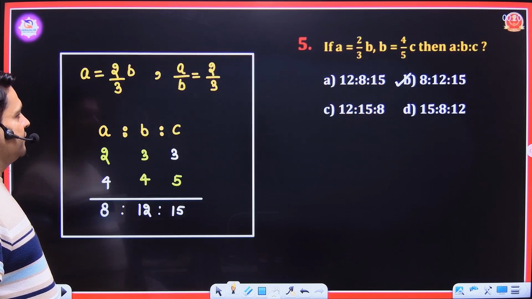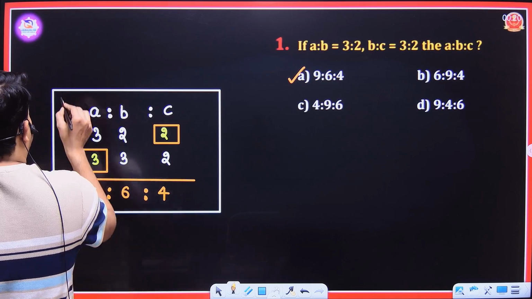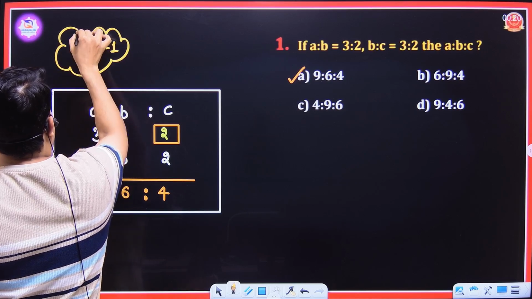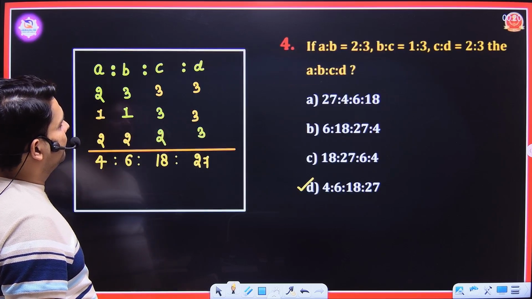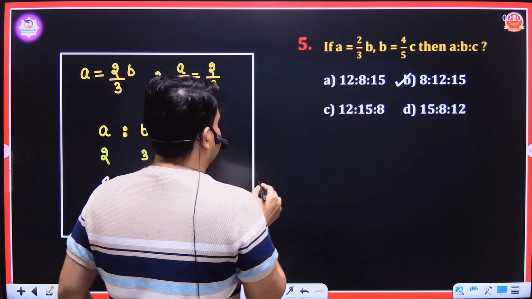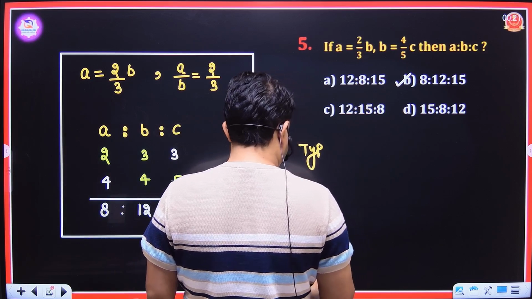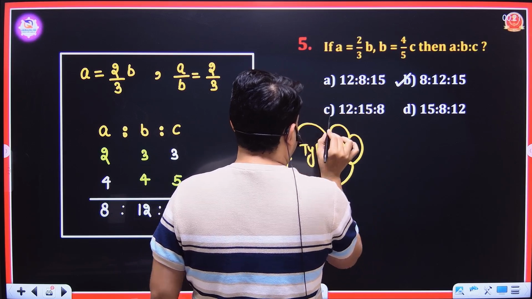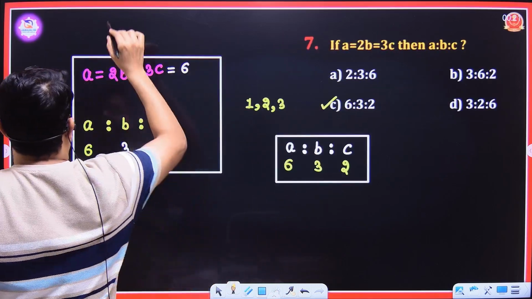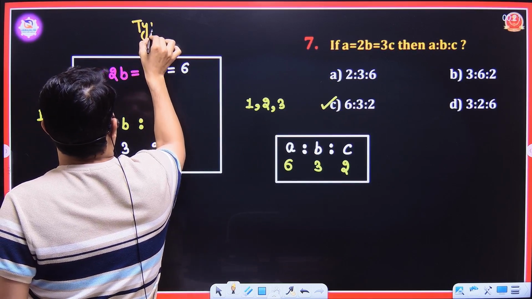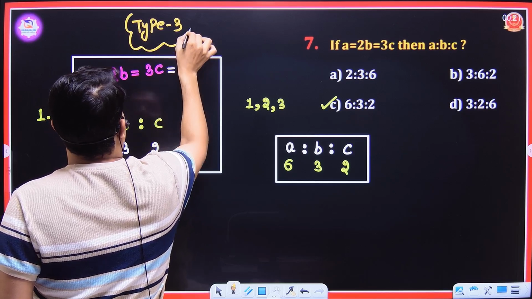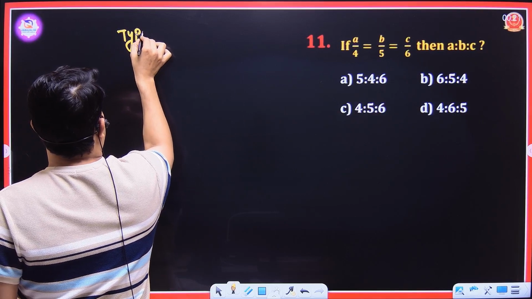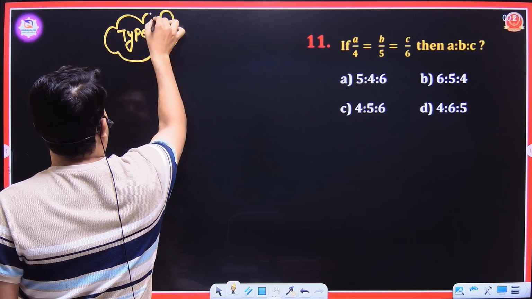We have solved two types of ratio. This one was type 1 ratio. This one was type 2 ratio. Then we have type 3 ratio, which is very important. Now this one is type 4 ratio. We have 6 to 7 types of ratio.